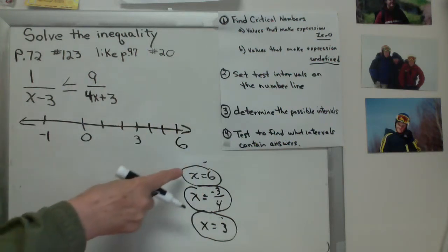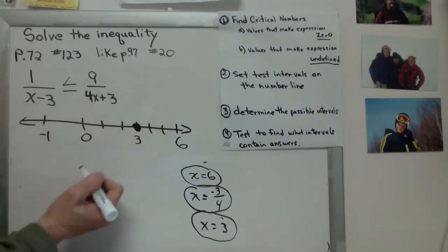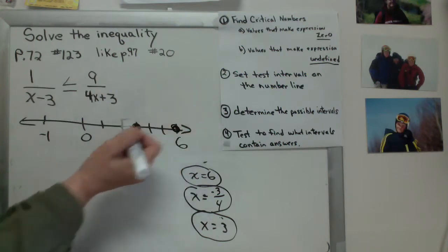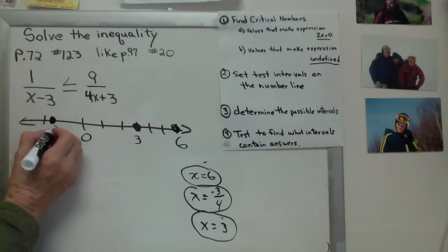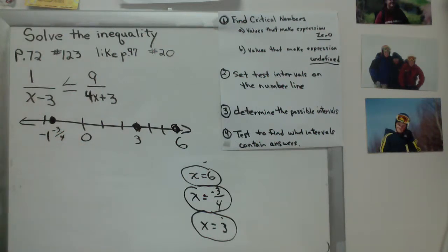All right, where are these answers on that number line? Well, there's one of them. There's another one. Negative 3/4. It's right about there. I'm going to write that in so I'll remember what it stands for, that dot there. So now I have the critical numbers on the number line.